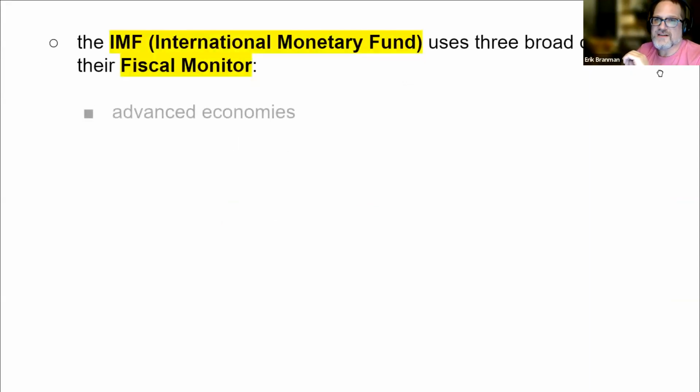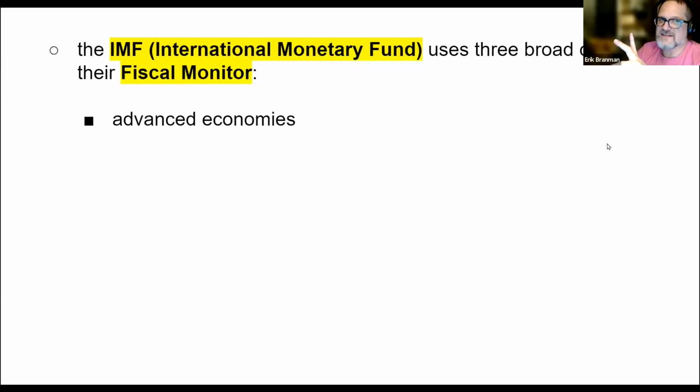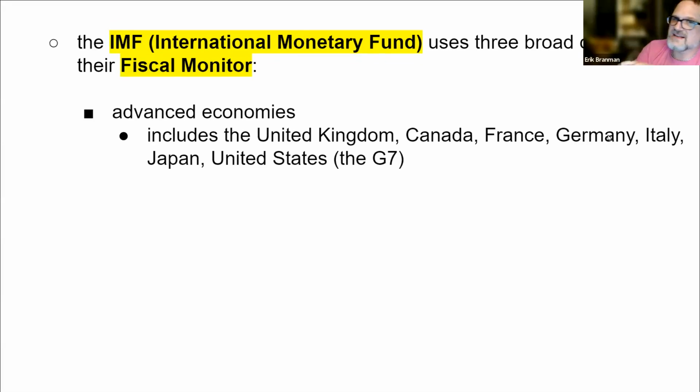The International Monetary Fund has three categories: advanced economies, like the United States, the United Kingdom, Canada, France, Germany, Italy. These are all countries in the G7. It used to be the G8. Russia was removed.